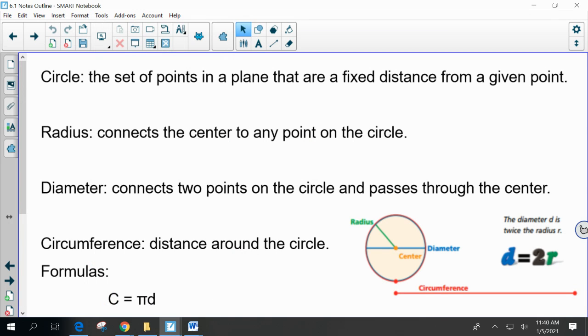Okay, so this is section 6.1. You're going to want to pause your video and record or write down your vocab. A couple of things. A radius is connecting to the center point of a circle. So I want you to add that this is halfway across the circle.